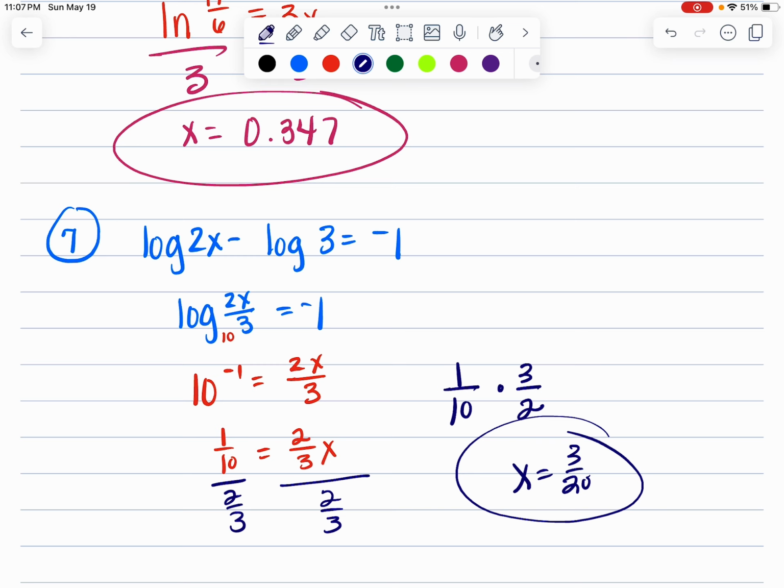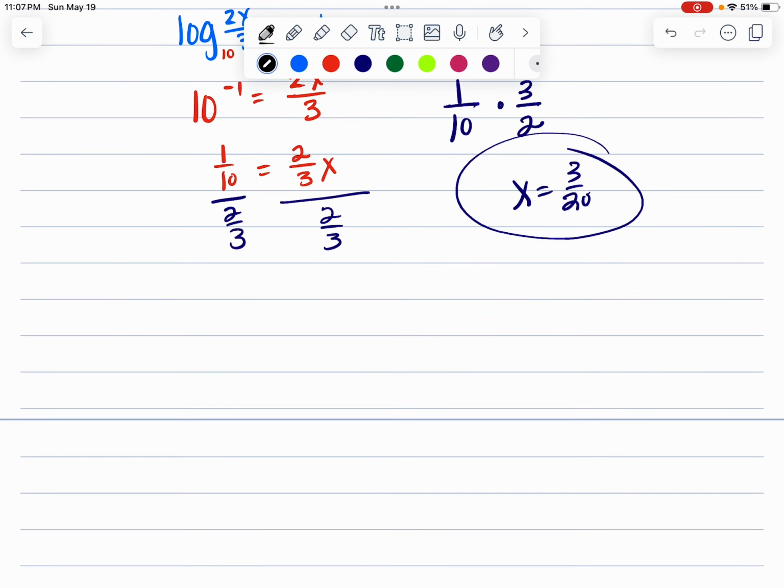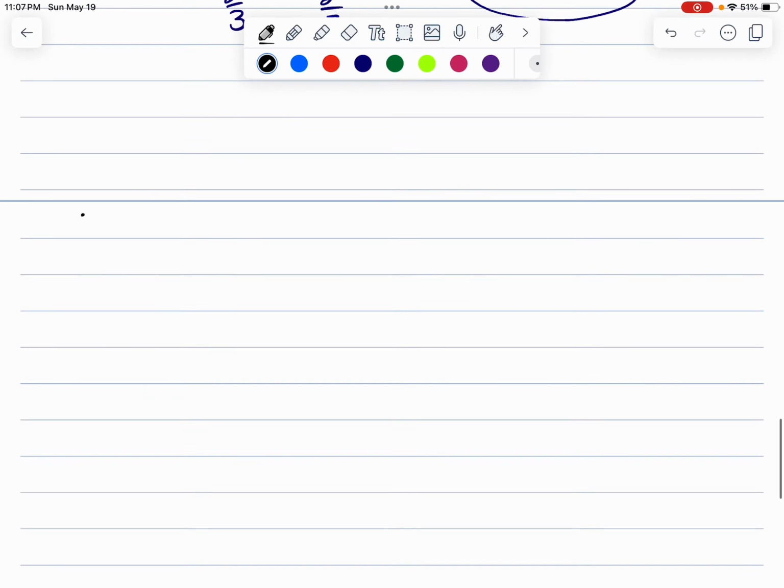Number 8 is my last logarithm equation. So I'm going to do that one right here. This is another natural log, obviously. The natural log of 5x plus 7 is 6. Okay, so this one, there's nothing to do other than start with, again, the same concept that I did back on number 2.